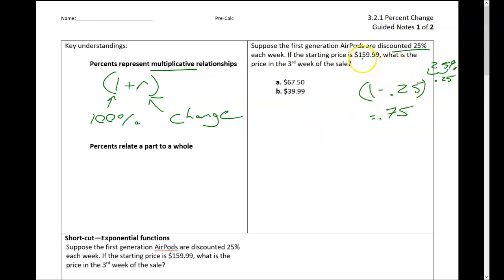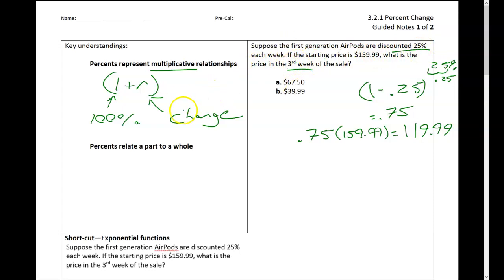So I'm going to do 0.75 times 159.99. And that gives me, and you can use a calculator for this obviously, 119.99. And I rounded a little bit there. But notice we're not done, right? So we want the price in the third week of the sale, and we're discounting by 25% each week. So we have to do this 2 more times.